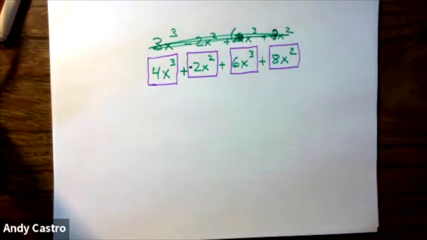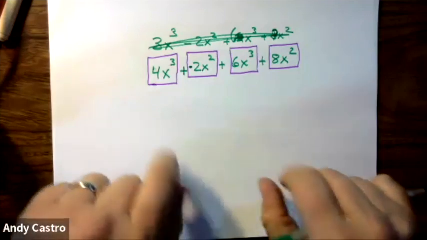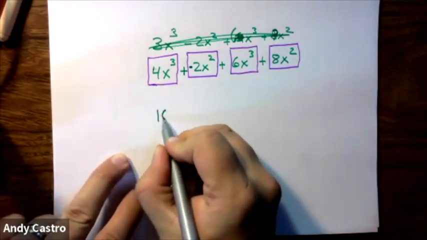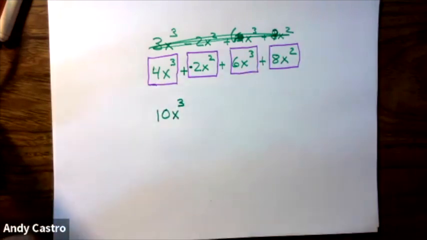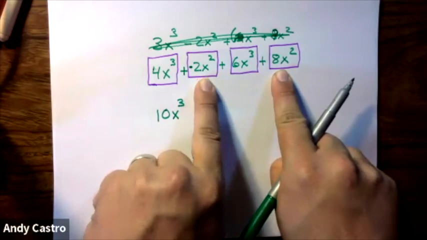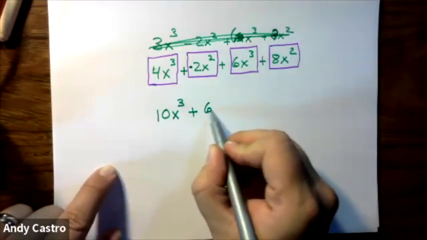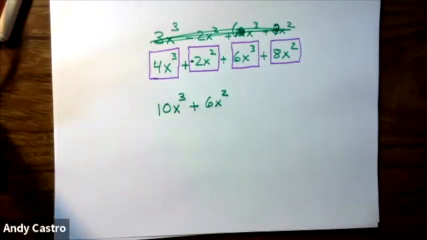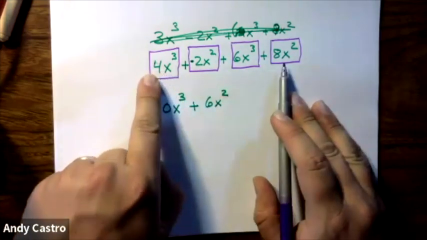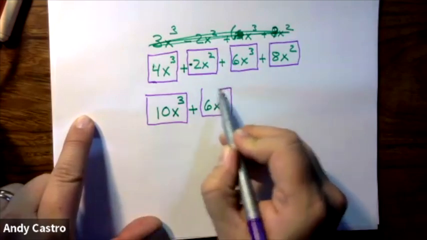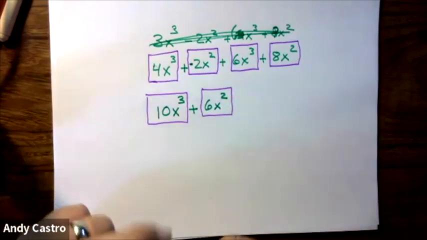Can I combine any of those? I sure can. I can combine the 4x cubed and the 6x cubed, which gives me 10x cubed. And I can combine the negative 2x squared and the 8x squared, which gives me a positive 6x squared. Go ahead and message me if that didn't make sense or if you want me to rework that. Now we went from 4 terms down to 2 terms. And inside those terms, I have factors.